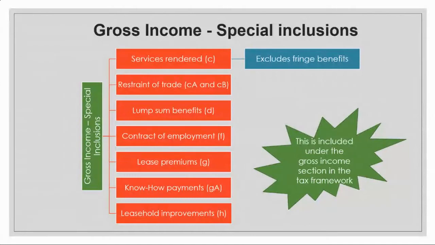Now the specific inclusions is your services rendered. Now that excludes fringe benefits. We discussed in class a fringe benefit is basically linked with employment. It is goods that you would receive from your employer because of the fact that you are employed with them. For example, the use of a motor car, a computer, a cell phone. Those would be fringe benefits.